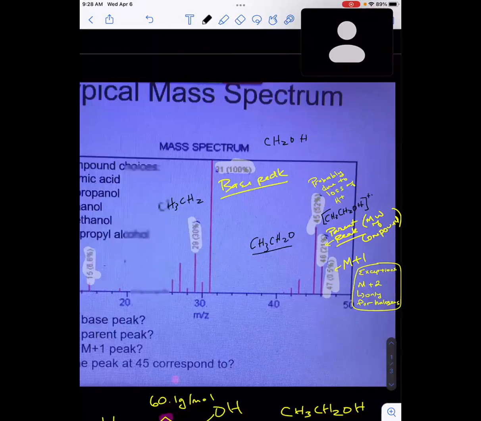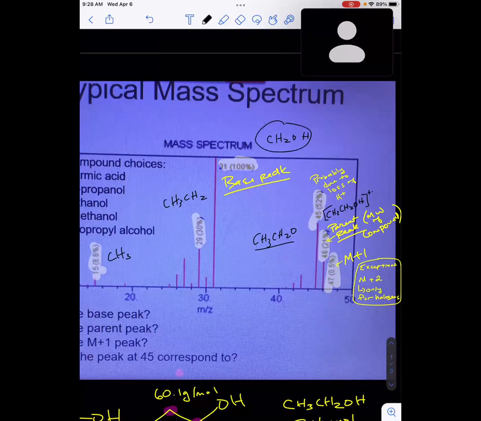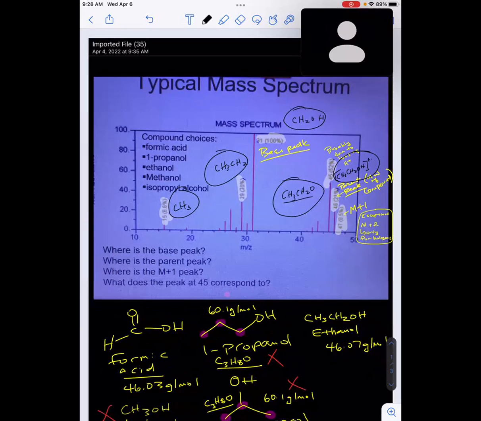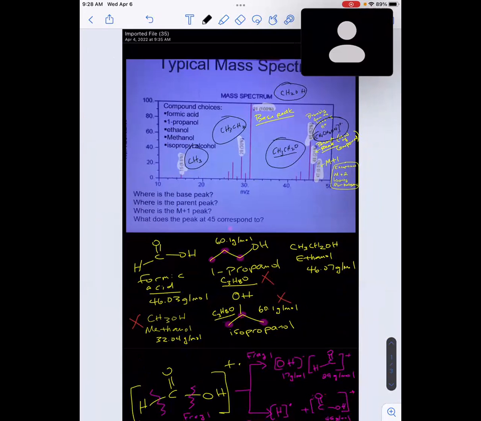Right? So those are all the fragments that are possible for ethanol. And remember, the reason why we didn't choose formic acid was because we could not get a fragment that matched the peak at 31. All right. Any questions about that or about anything we talked about to this point?